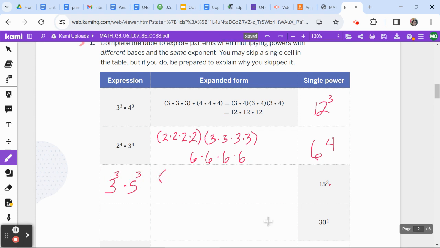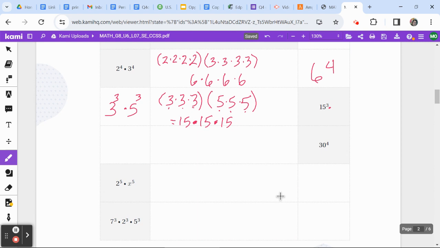And then you would write that out as well. That we would have 3 times 3 times 3 times 5 times 5 times 5. And then I would break it down. 3 times 5, well, it's 15. Times 3 times 5, 15. 3 times 5, 15. So that's how we got 15 to the 3rd power. Same thing with 30. There's multiple of those that we could do.